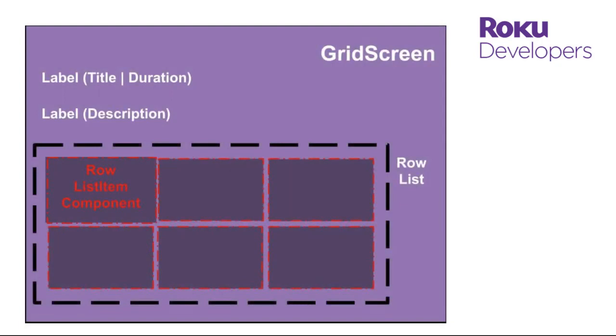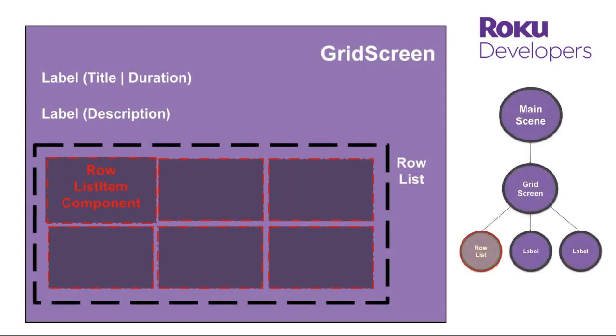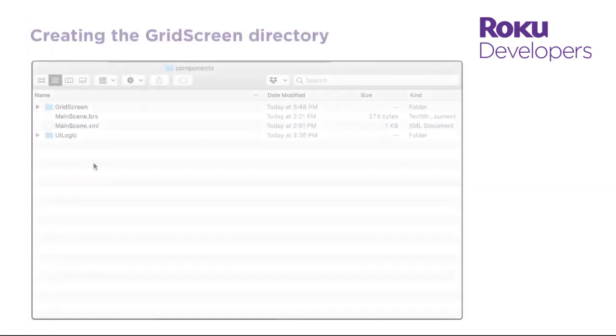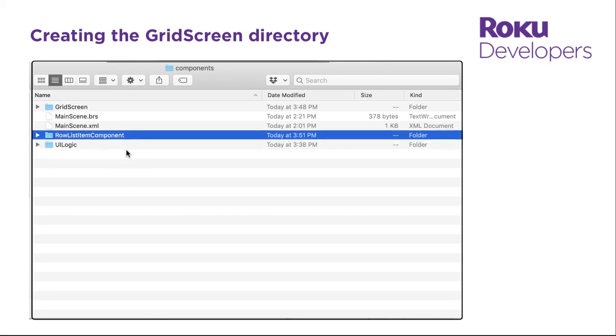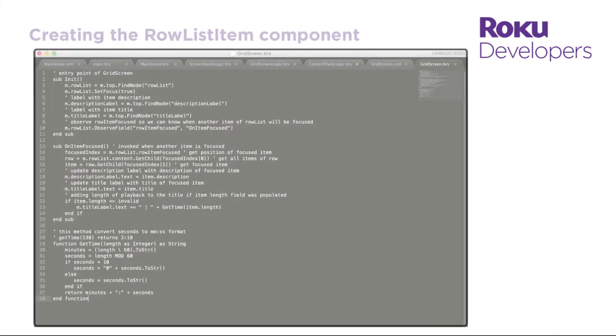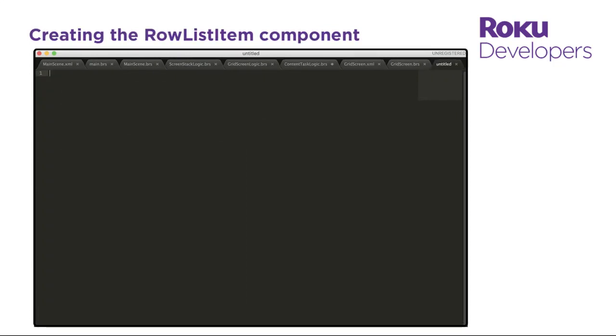Now let's create the RowListItem component that we referenced when building the grid screen. The RowListItem contains a poster for displaying an item's thumbnail. To create the RowListItem, first add a new folder in the components directory named RowListItemComponent. Once again, we'll create the SceneGraph XML and BrightScript files for this component in this folder. To get started, let's create the RowListItemComponent.xml file.